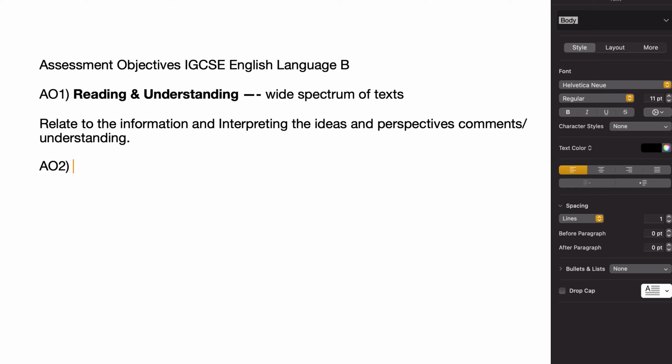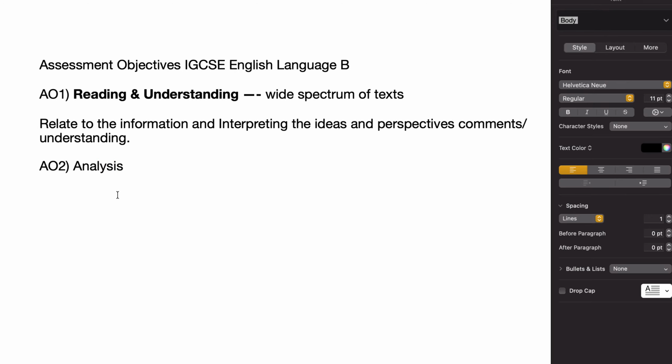Assessment objective 2 suggests that you would need to analyze those analytical type questions. You need to be able to analyze those kinds of questions, or analysis type questions.